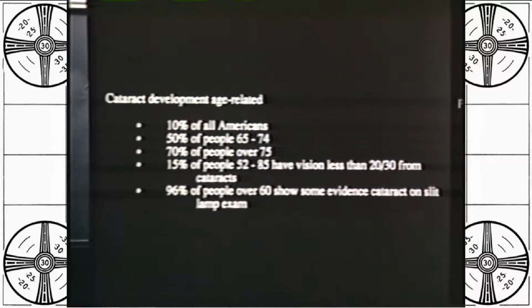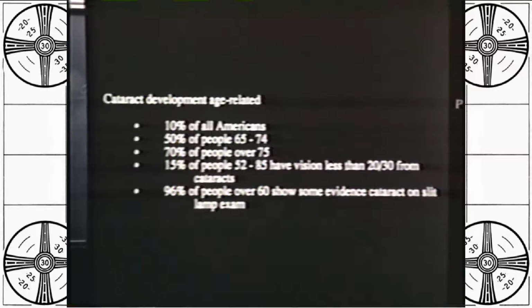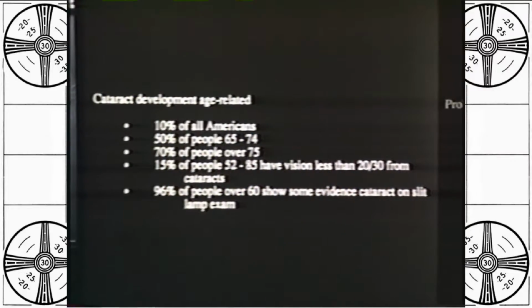And cataract, as I mentioned, the development is age-related. 10% of all Americans, but when you break it down by age group, you can see 50% of people between 65 and 74, 70% of people over 75. If you sat every person 60 down at the slit lamp in the eye clinic, 96% would show some evidence of cataract formation. Now, only 15% in this age range will have vision diminish significantly from that, but it is, as I stated, a physiologic change.